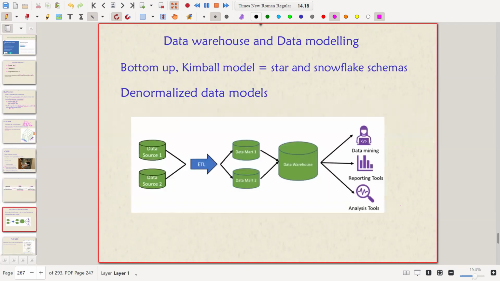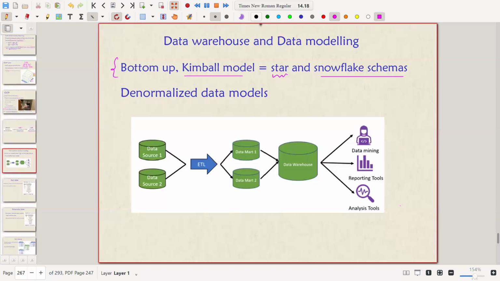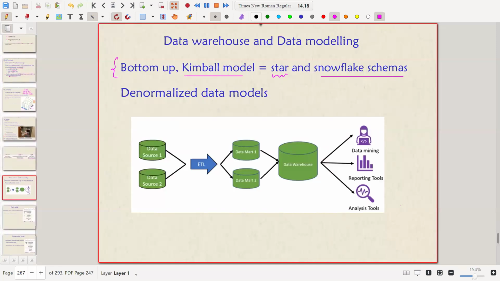So this will lead us to the star and snowflake schema, which I think we should keep for the next class. Let us not discuss it in today's class. However, just a brief note that this bottom-up and Kimball's model leads us to the star and the snowflake schemas, right? So that will be our topic in the next class.